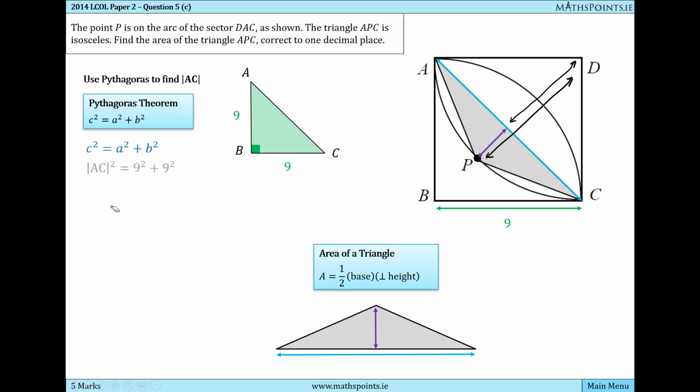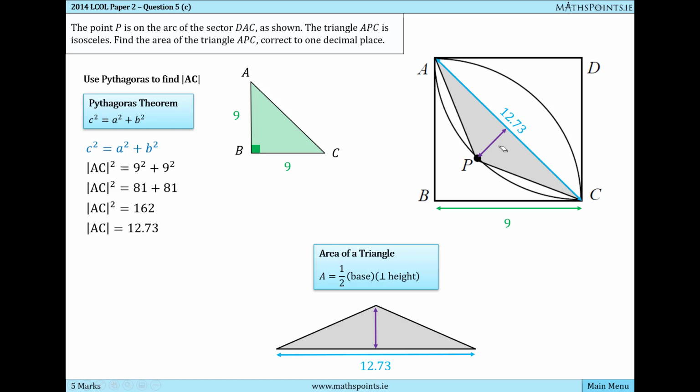So AC squared will be equal to 9 squared plus 9 squared. So AC squared is 81 plus 81. AC squared is equal to 162. And AC is the square root of 162, which is 12.73. So we can add this to our diagram, and this is going to be the base of our triangle.